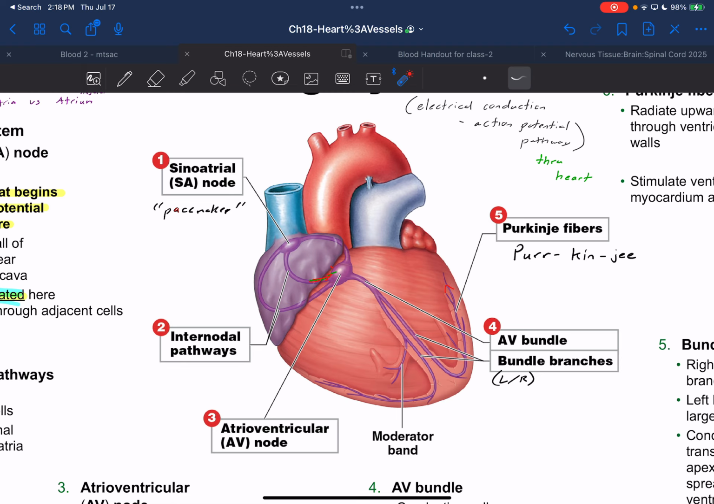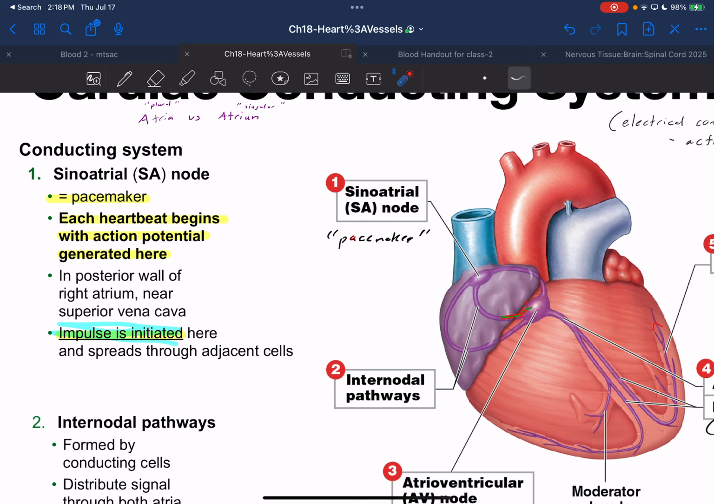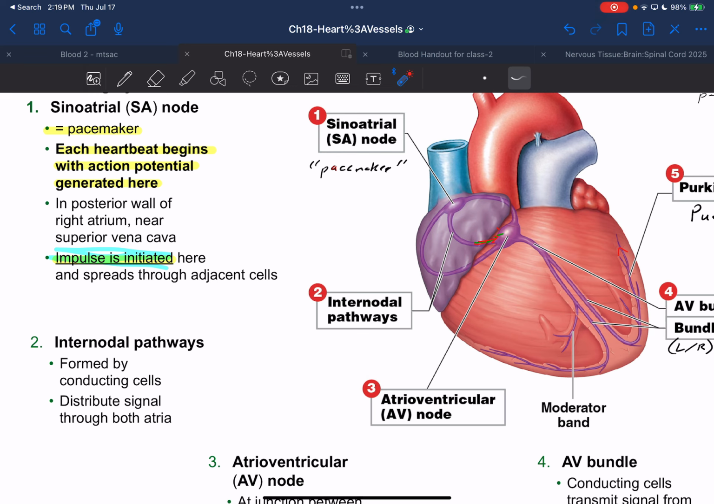So the first one we have is our sinoatrial node, the SA node for short. It is known as the pacemaker because once it fires an action potential, the rest of it fires. And so it determines the pace because it is the first one, or the first action potential is generated there. So each heartbeat begins with an action potential at the SA node. That is where the impulse is initiated. And then everything else is easy. I just need you to know the branches of where that action potential is traveling.